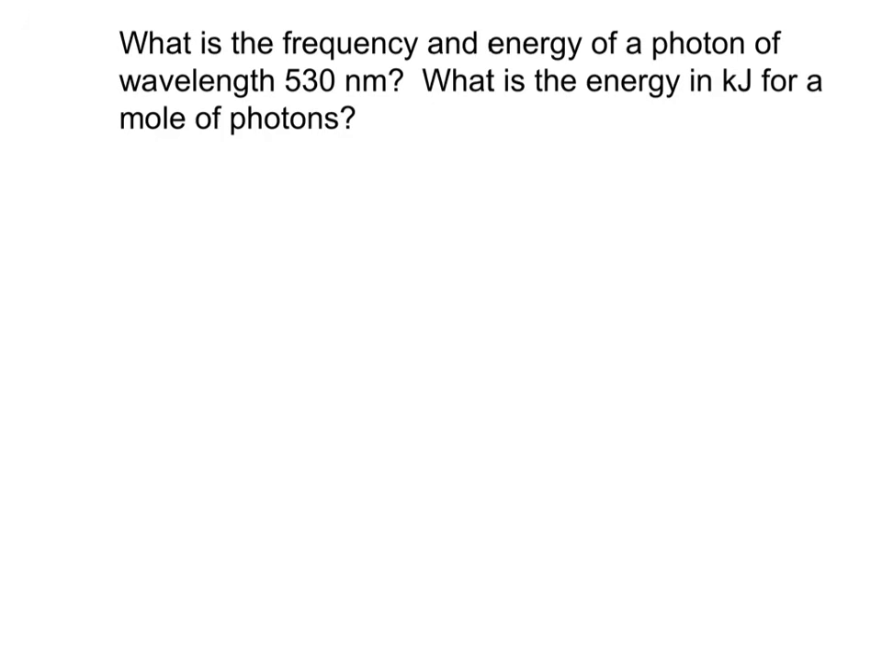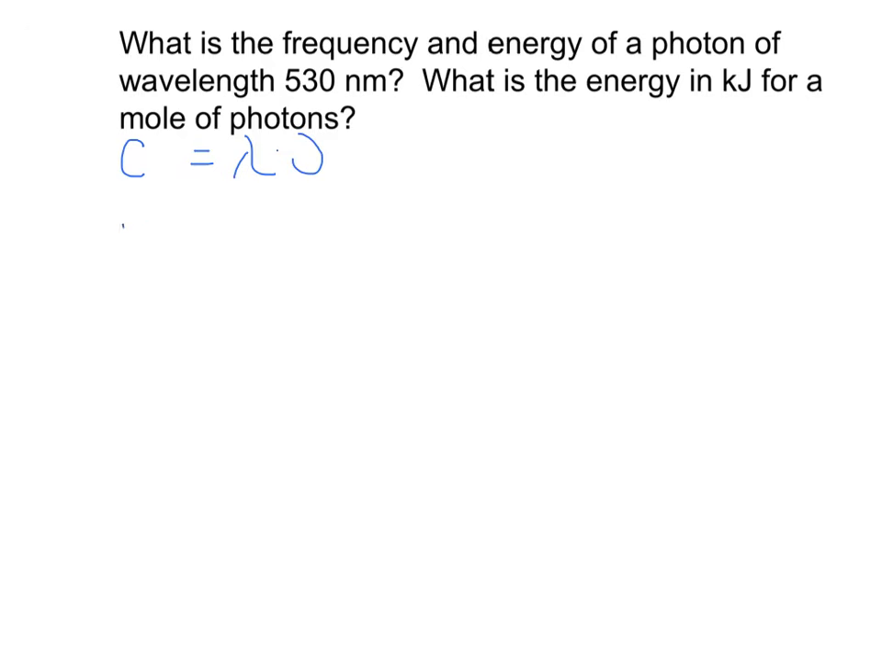In this question, we're asked to get the frequency and energy of a photon given a wavelength of 530 nanometers. Okay, one thing to remember is that c, which is the speed of light, is equal to lambda times nu. Lambda represents the wavelength, nu represents the frequency.